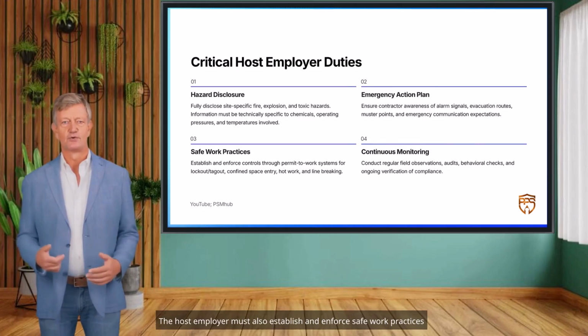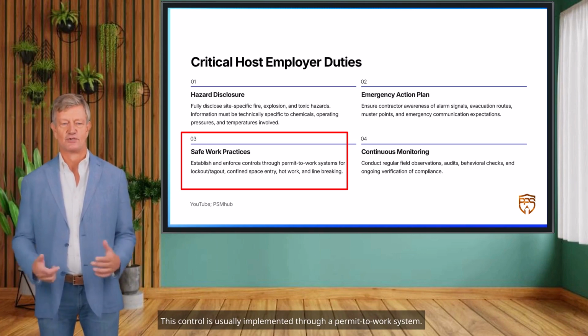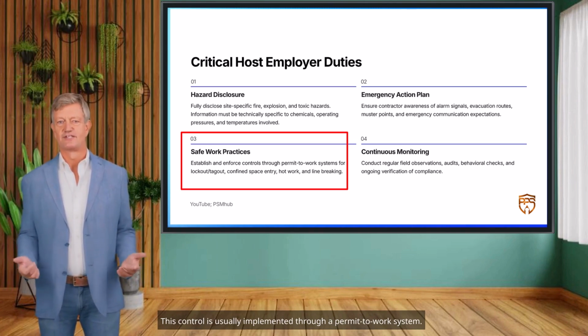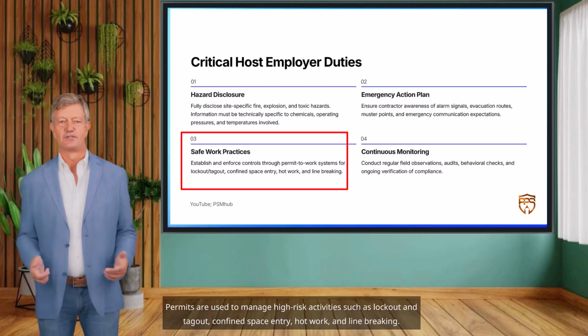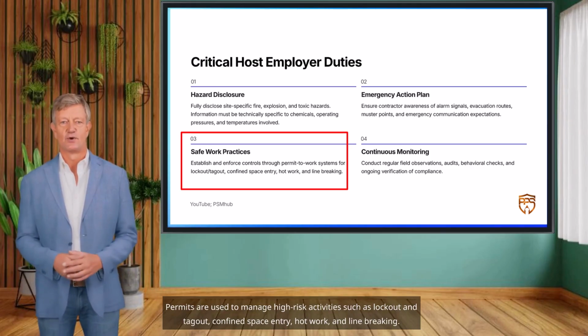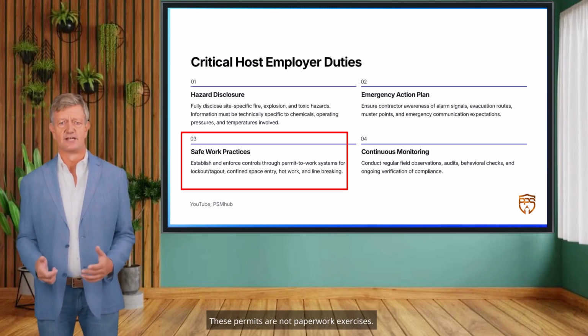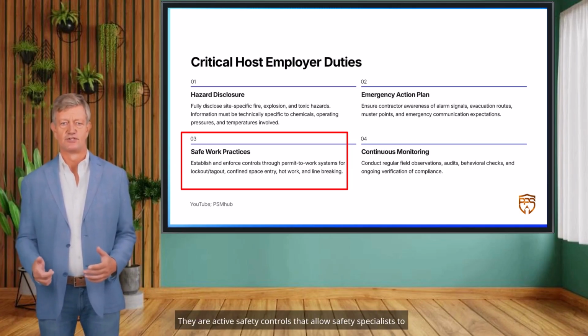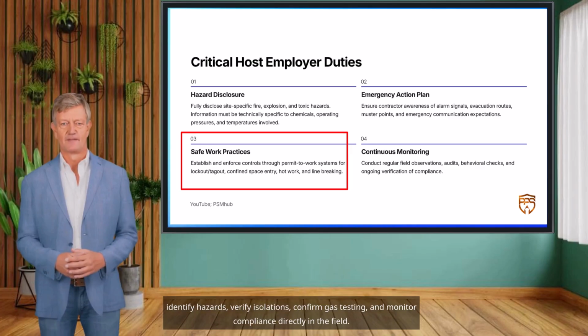The host employer must also establish and enforce safe work practices to control how contractors enter process areas, perform work, and exit the site. This control is usually implemented through a permit-to-work system. Permits are used to manage high-risk activities such as lockout and tagout, confined space entry, hot work, and line breaking. These permits are not paperwork exercises. They are active safety controls that allow safety specialists to identify hazards, verify isolations, confirm gas testing, and monitor compliance directly in the field.